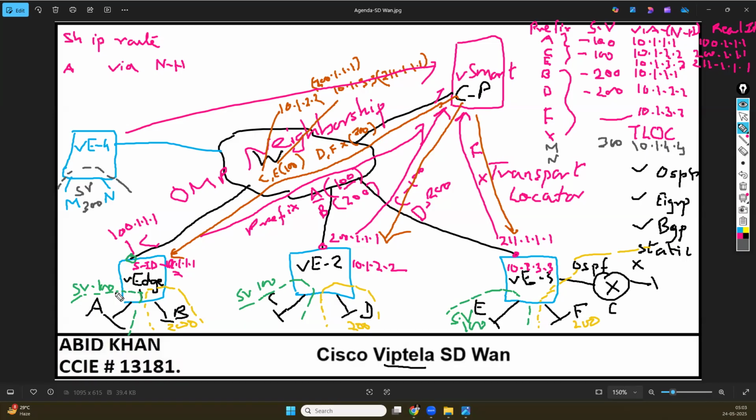Never, by default. Later on, we'll see if we want to advertise routes from one service VPN to another, if we want to have reachability between one service VPN and another service VPN, then we'll see how to do that. That will be one of the labs later on. But initially, you have to remember that routes of one service VPN will not be forwarded to another service VPN, and hence there won't be any connectivity between two service VPNs. Users of one service VPN will never be able to access resources in another service VPN by default.